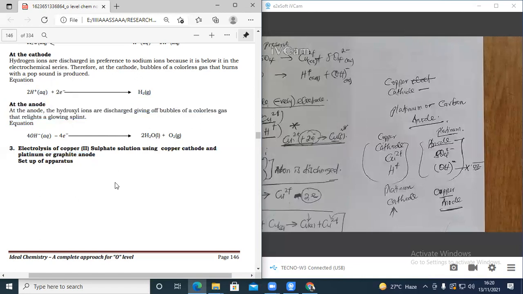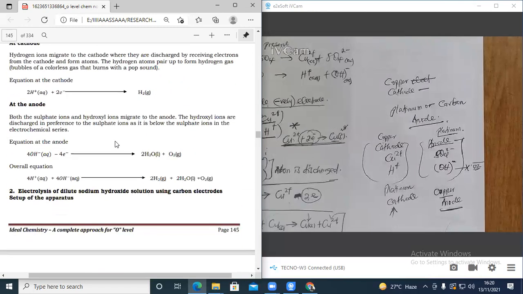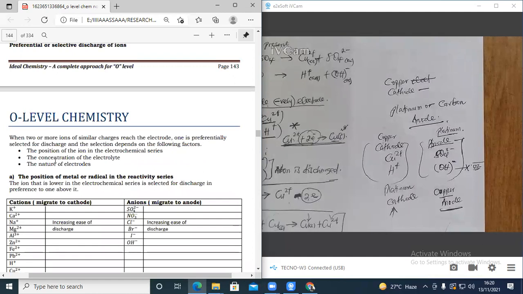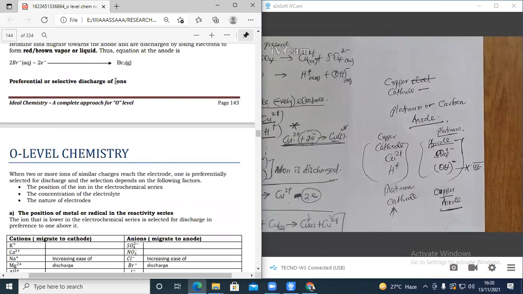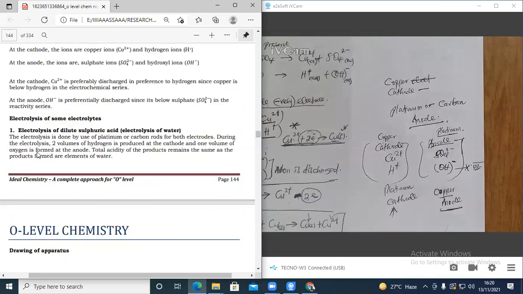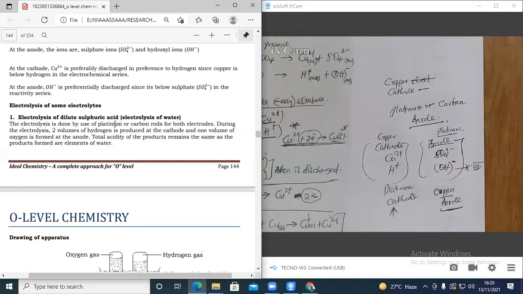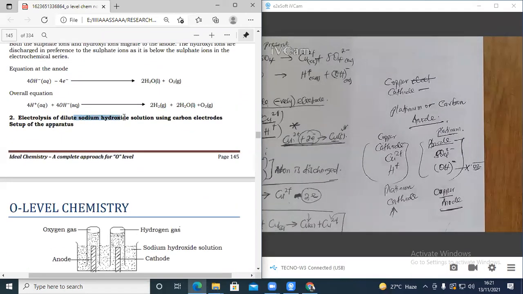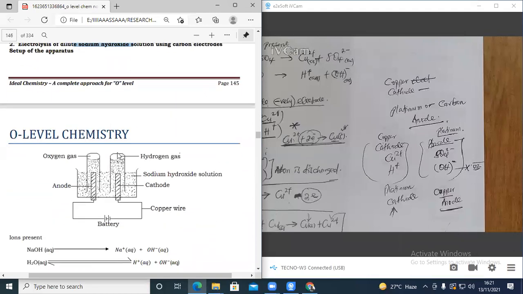Yes, teacher. So I want you to get this book and read this part that requires you to determine the three factors of preferential selective discharge of ions. You look at what they say: the position of the metal in the electrochemical series, and you also look at the electrodes they used. Now, like this one, electrolysis of sulfuric acid, they use platinum or carbon electrodes. This is the normal state. You are supposed to use platinum or carbon electrodes. But the moment you twist, like this one, example 2, dilute sodium hydroxide using carbon electrodes, that is another way. That one is okay.